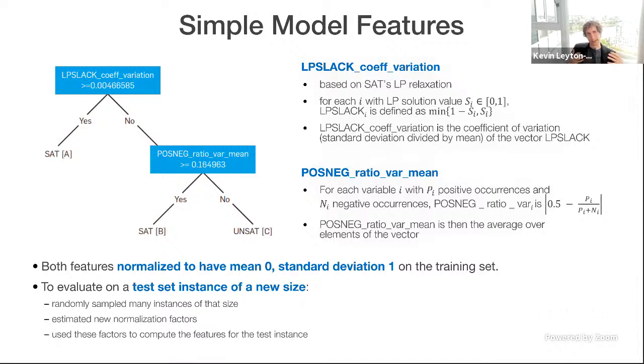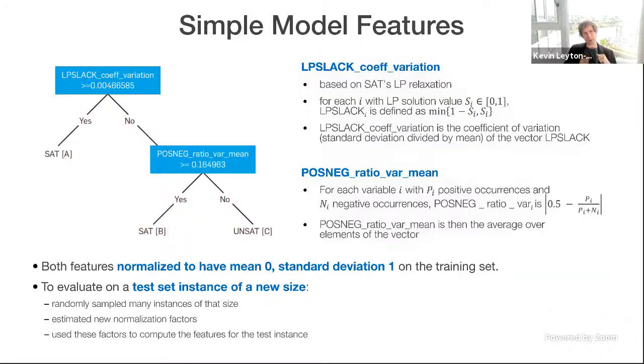That's kind of interesting, right? This is telling us that the amount of variation in the slackness of this LP is telling us quite a lot about whether uniform random 3 SAT is going to turn out to be SAT or not. In those cases where there isn't very much variation, conditional on that variation being low, then we look at this ratio of positive to negative occurrences of variables. We look at the mean ratio, and when that mean ratio skews high, then again we tend to think that the instance is SAT, and otherwise we tend to think it's UNSAT.